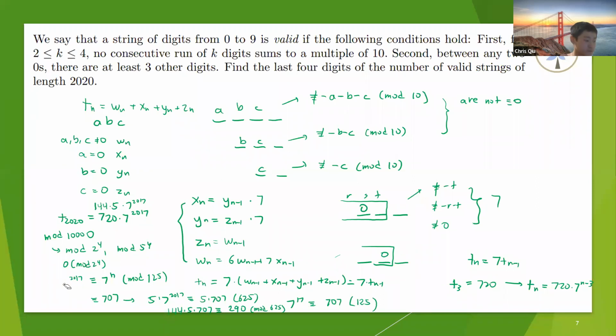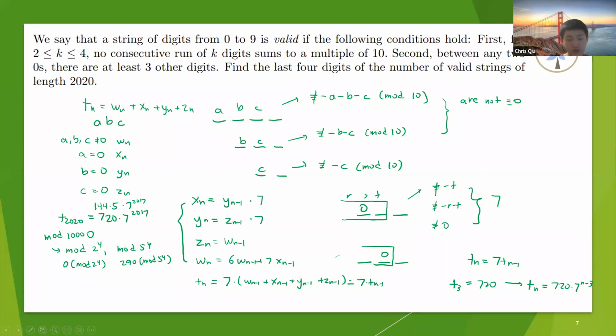So this is just some brutal calculations in this part, using Euler's theorem and also calculating some of these values by hand. And we're just going to note this here. This is 290 mod 5 to the 4th.